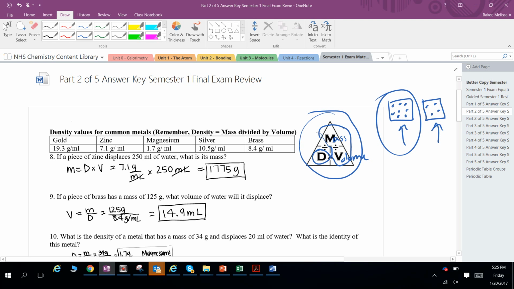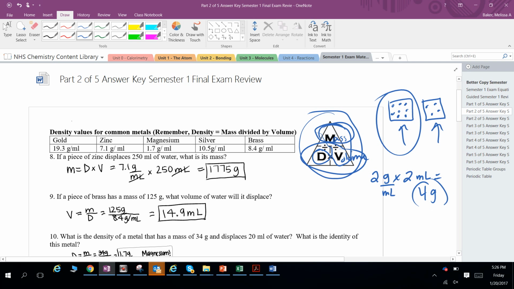Now, if you know the density and the volume of a material and you want to know how much it weighs, you multiply those two. Example, let's say you know a certain material is 2 grams for every milliliter, and you know that you've got 2 milliliters. Well, how much would it weigh? You would multiply 2 times 2 to get 4 grams.